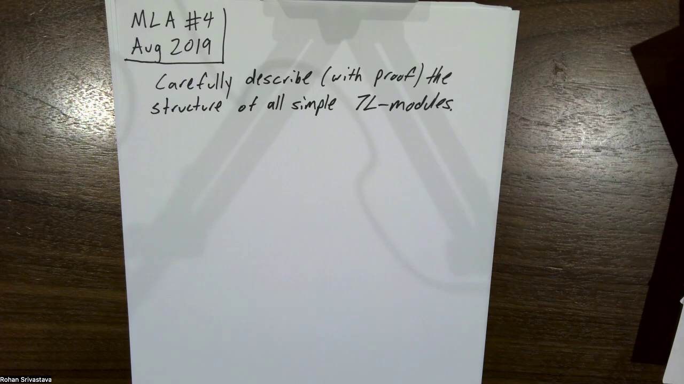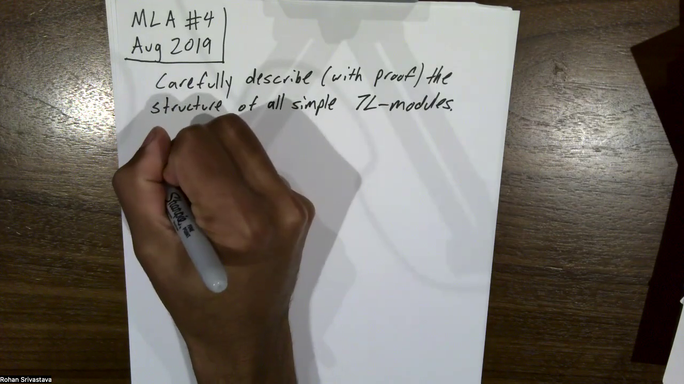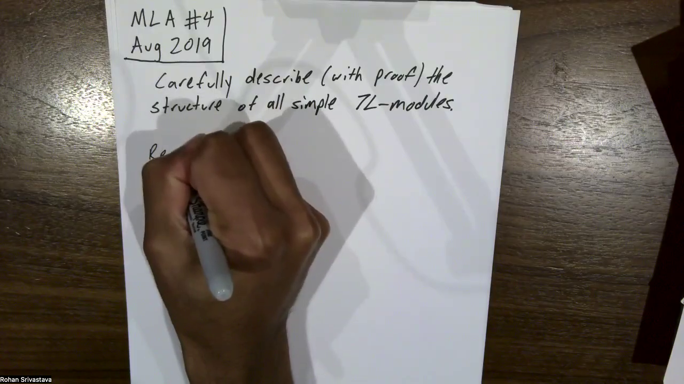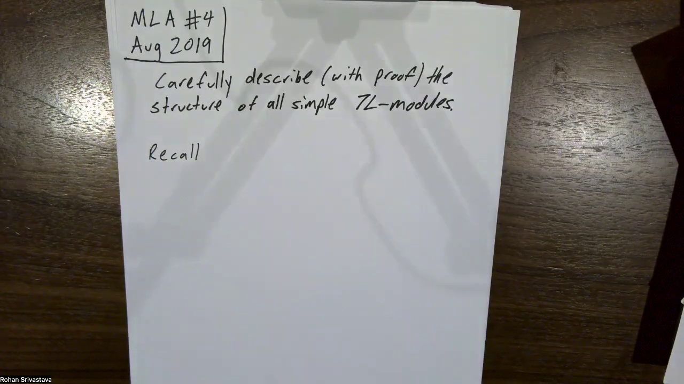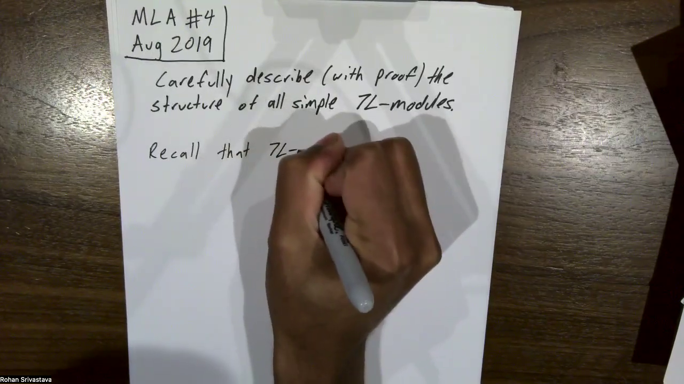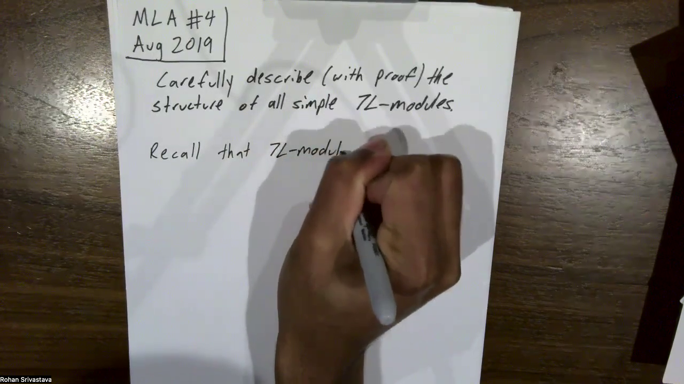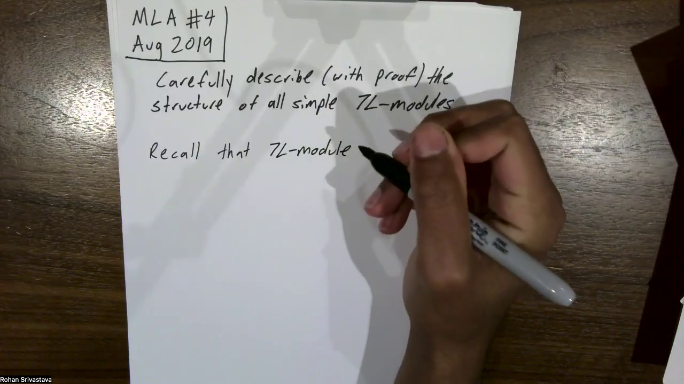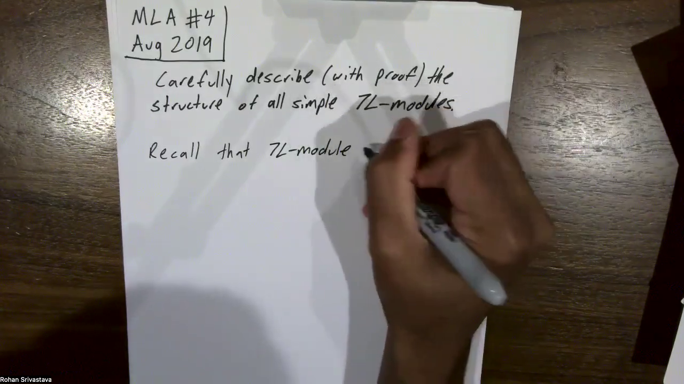Okay, so this problem asks us to carefully describe the structure of all simple Z modules. So first, let's recall that Z modules can be identified with, and are really the same thing as, abelian groups.